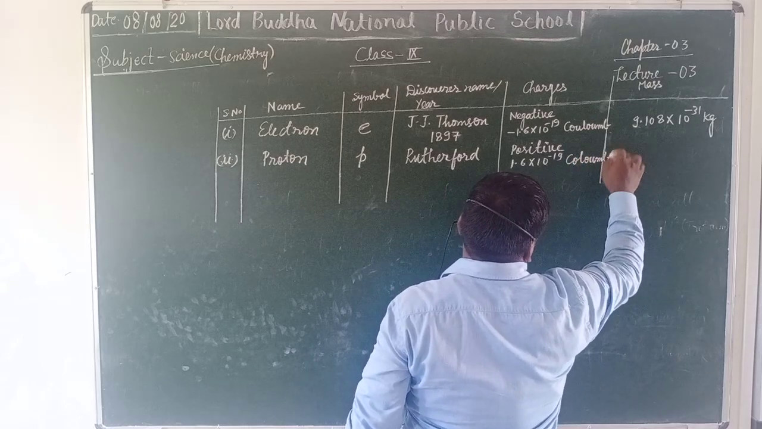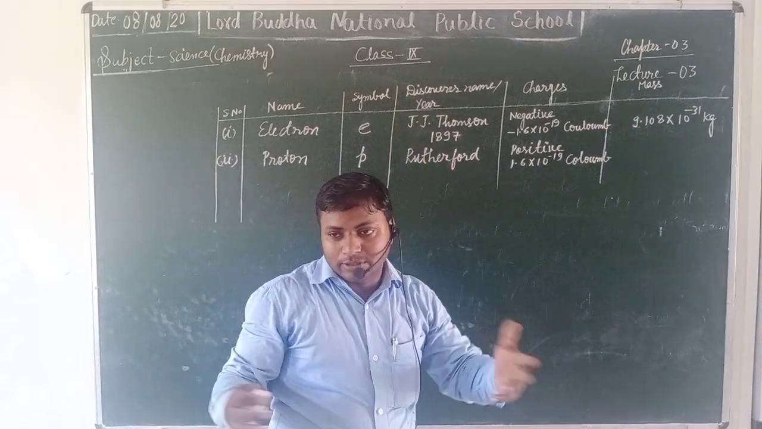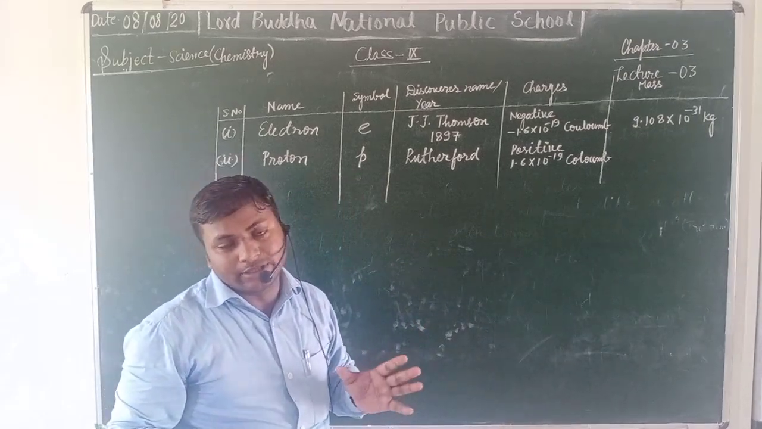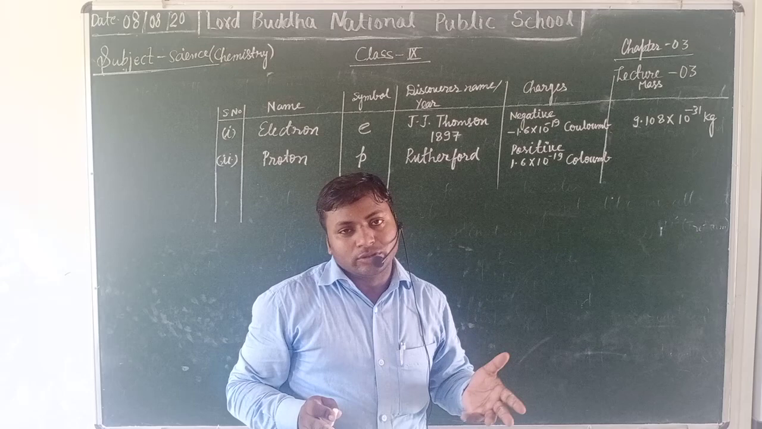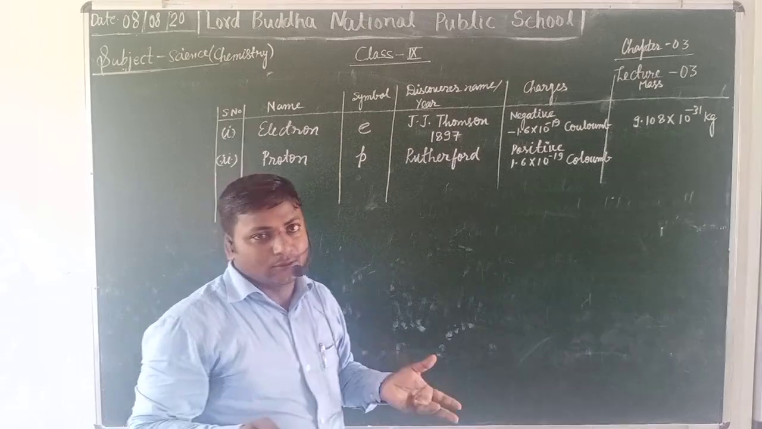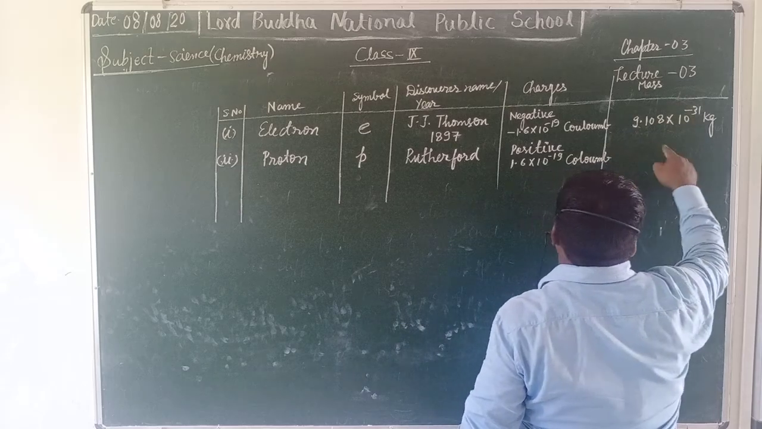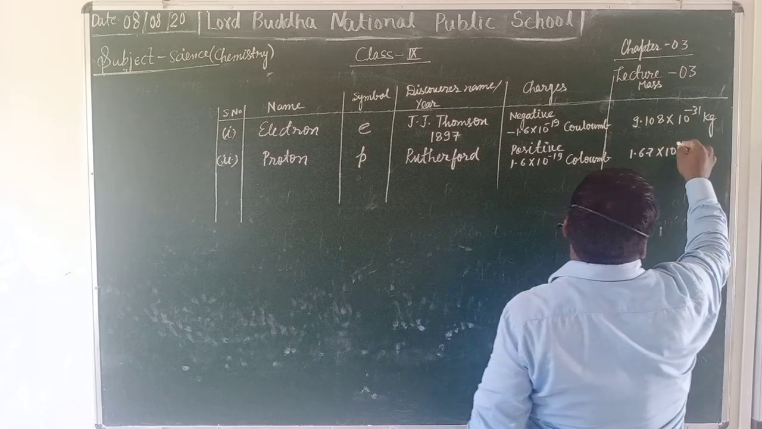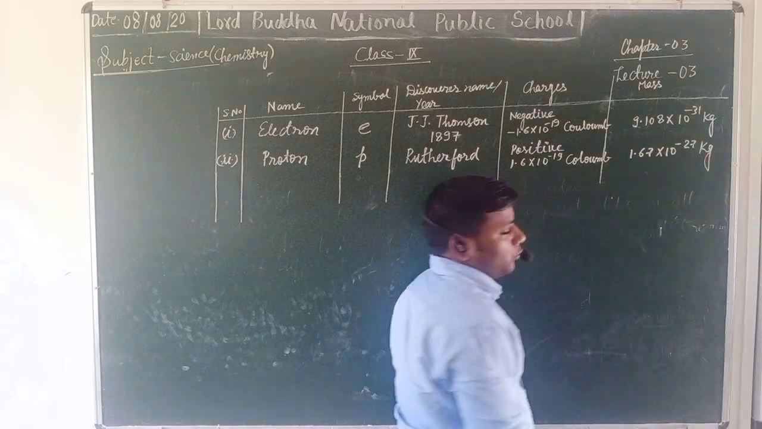Thus, both of the particles are antagonistic to each other. That's why any object in our surroundings stays in a neutral state. Otherwise, each and every object would have charge, so that electrons could easily flow, and we could witness it by the shock. The mass of the proton is 1.67 into 10 to power minus 27 kg, and you can also write it as 10 to power minus 24 gram.